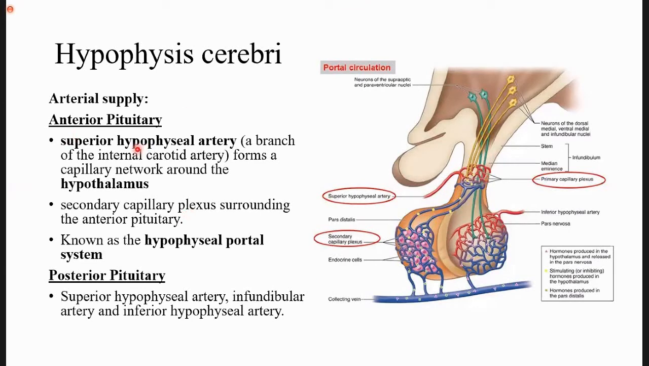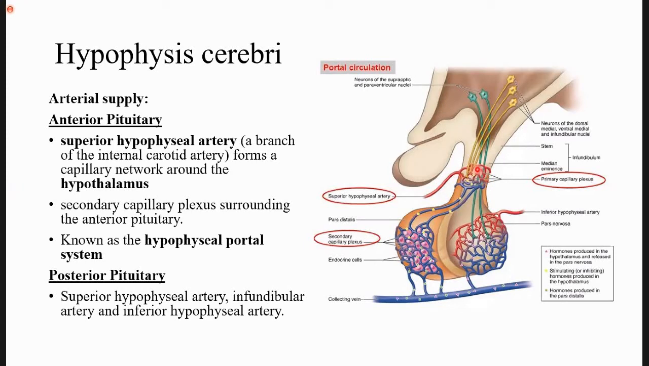There are more than one superior hypophyseal arteries and usually one inferior hypophyseal artery, which both arise from the internal carotid artery. The superior hypophyseal artery, here is shown one, maybe more than one, goes and breaks up into capillary networks, right? And the hormones coming from the hypothalamus, releasing factors and inhibitory factors, are poured into these capillaries.